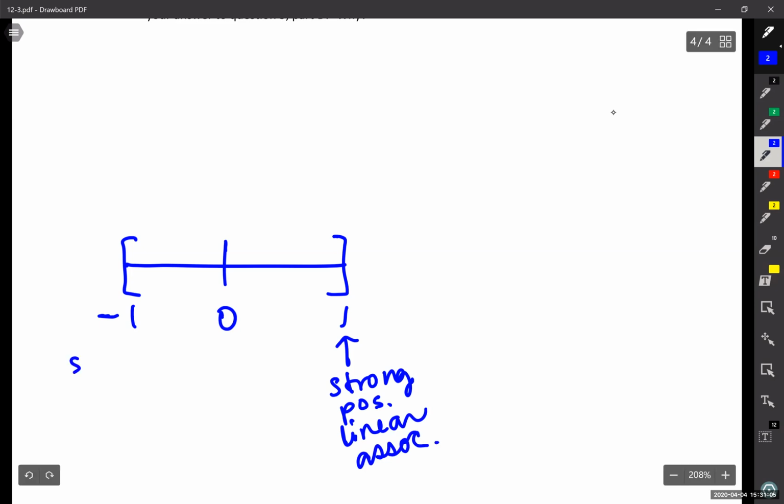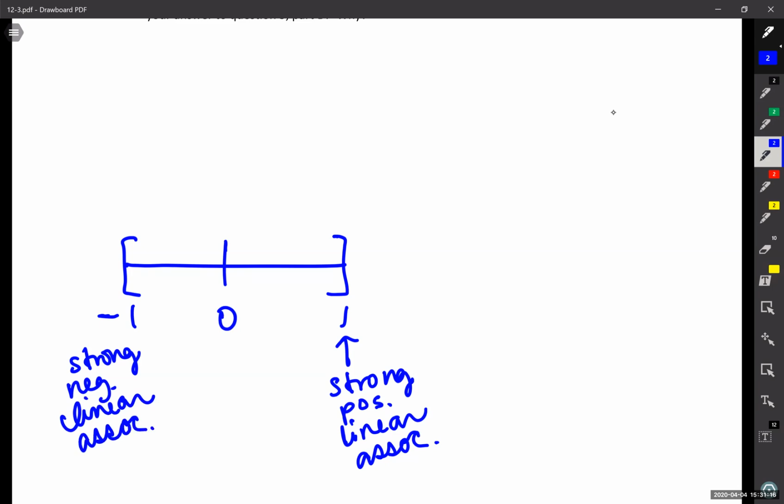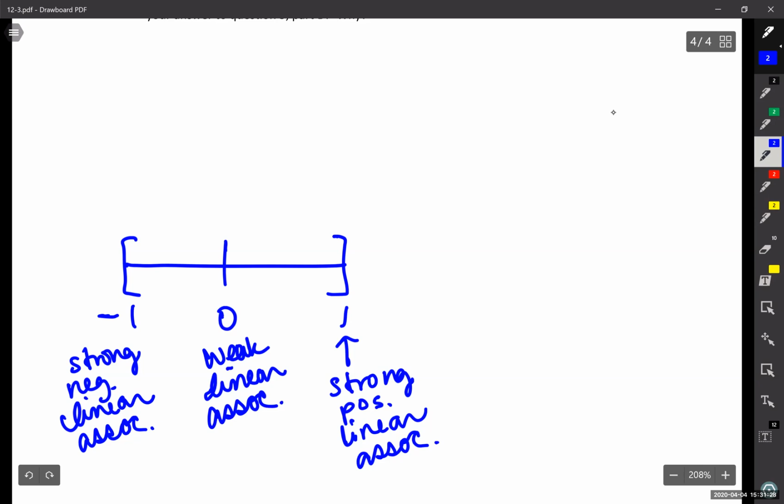Negative 1 has a strong negative linear association. 0 has a weak linear association. So 0 was the weak, that was scatter plot 4. The dots were all over the place. And 1 and negative 1 both had very strong associations. 1 was positive and 1 was negative. So this is our chart about R.